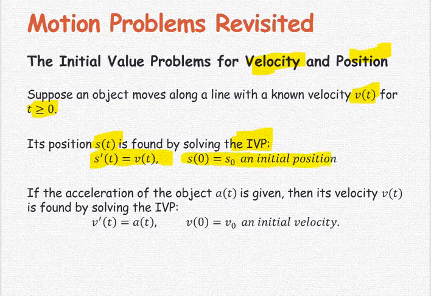If the acceleration of the object a(t) is given, then the velocity v(t) is found by solving the initial value problem, the differential equation v'(t) = a(t), with the initial velocity v(0) = v0.